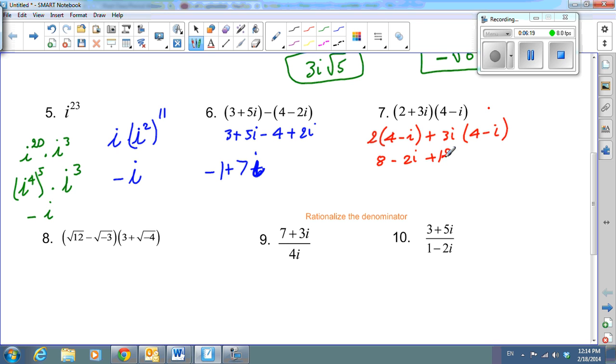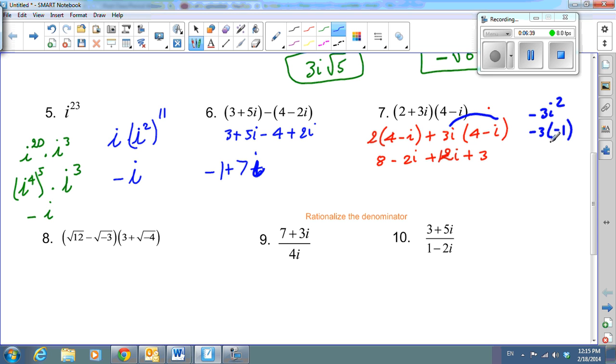12i, plus 3. Actually, it's minus 3i squared, but it will end up being plus 3. So this times this will give you minus 3i squared. But i squared is negative 1. Negative 1 times negative 3 will give you your positive 3.